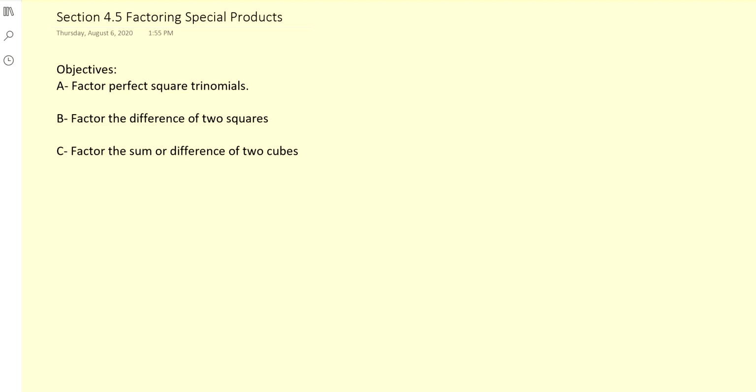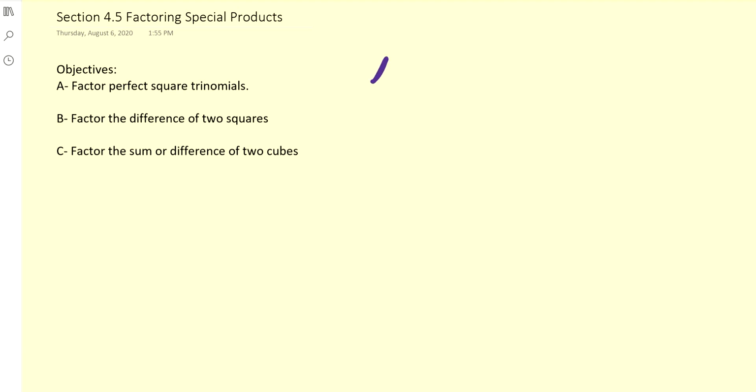All right, hello everyone. Section 4.5 is factoring special products. Let's go through our objectives first. Our objectives are A, to factor perfect square trinomials. That would mean that two numbers, the n number. Here's an example here.